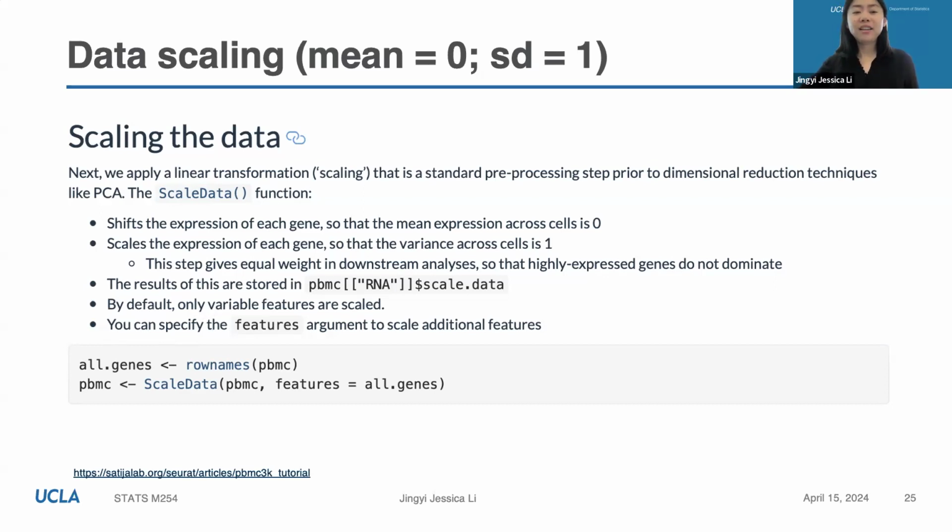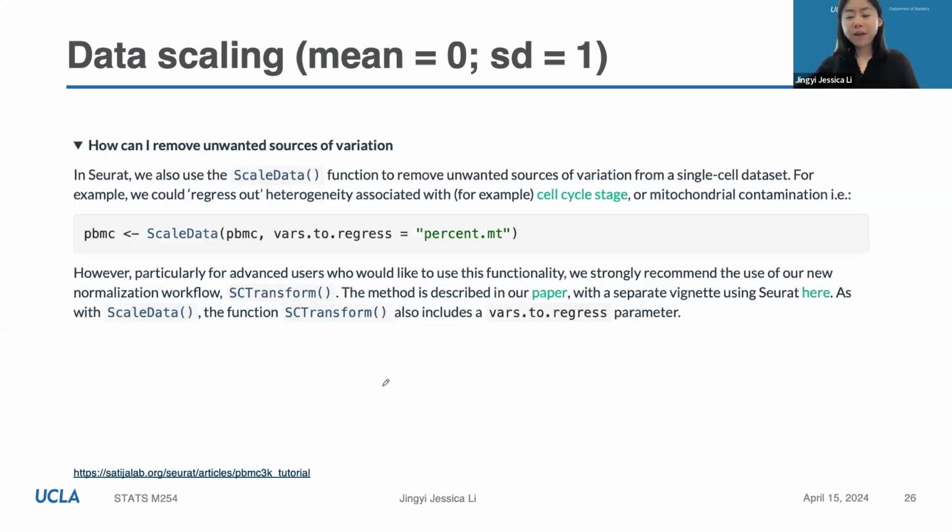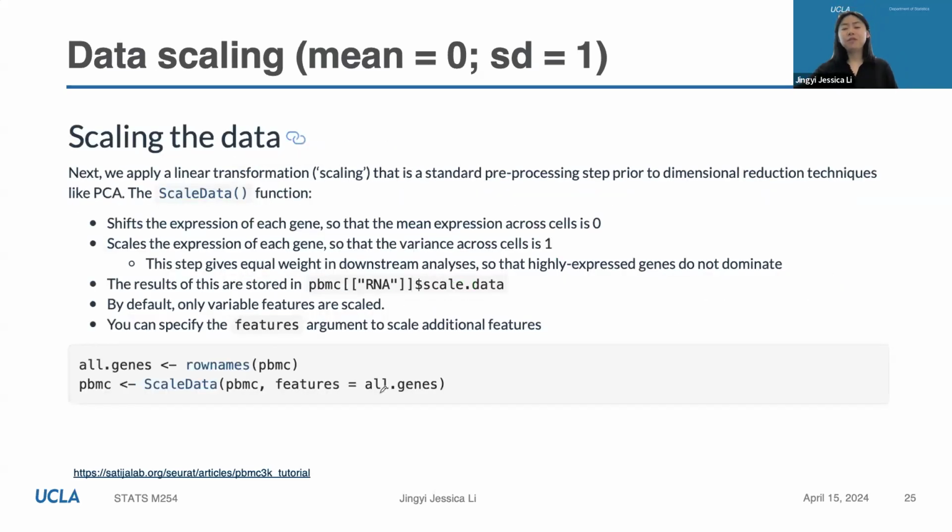All right, but you can specify additional features to scale. Basically, you have this argument, features, right? If you don't put anything here, by default, only the highly variable features are scaled. Otherwise, if you put all genes, then all genes are scaled. It's something trivial, but I think if you scale fewer genes, you will save some storage for the scale data.